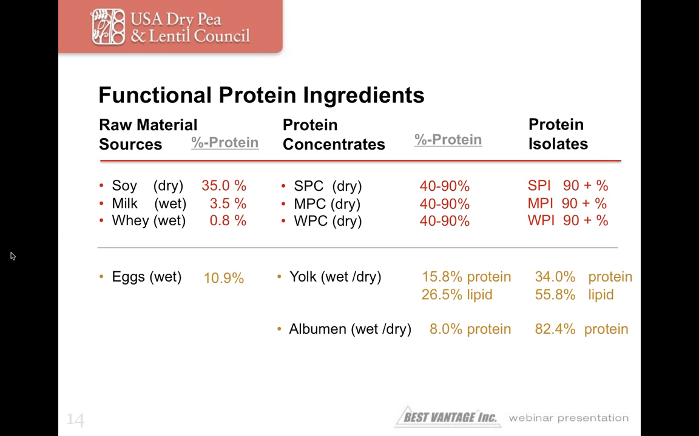With eggs, starting with eggs as a wet raw egg ingredient, we're talking about a product that has 10.9% protein. If we look at the yolk, we find that there's more lipid than protein. Both the lipid and the protein have very functional properties. The most important property would likely be the emulsification features of the phospholipids that are found in the yolk. And if we look at the protein content for yolk, we're talking about, as a dried ingredient, 34% protein, 55.8% lipid. If we're looking at the albumin, of course, this is almost all protein. Dried egg albumin powder would be about 82.4% protein.